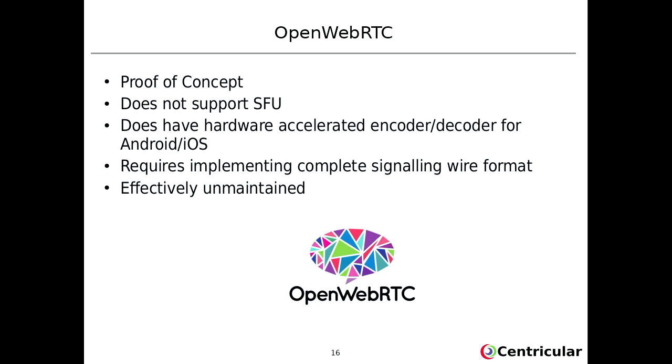So it started out as an Ericsson research project, proof of concept. It's client-side based, so it does not support the necessary things for implementing forwarding for an SFU, selective forwarding unit. It does support hardware-accelerated encoding and decoding on Android and iOS. The iOS part is and was more featureful and tested than the Android side. It has a custom signaling wire format, so it basically splits up what a browser SDP is into its own format. At this point it is effectively unmaintained, so for new applications it's probably not a great idea to use it.